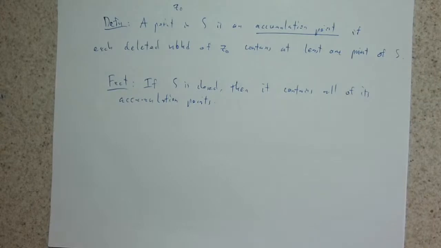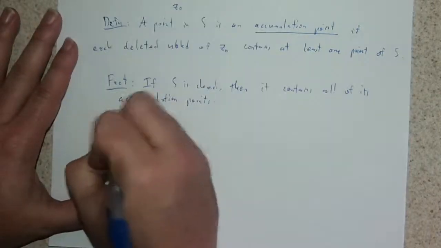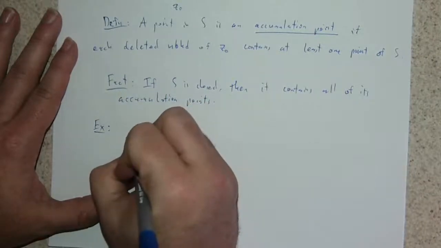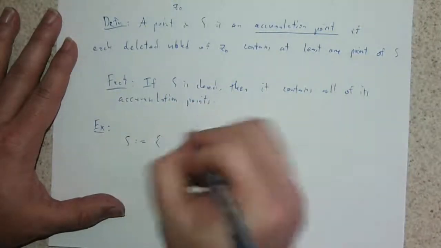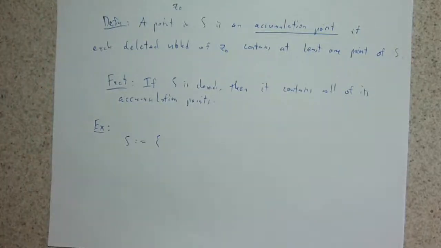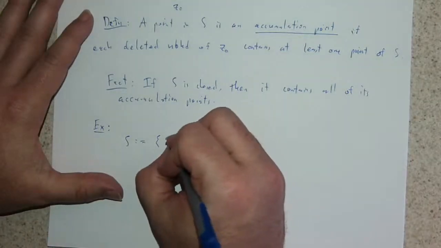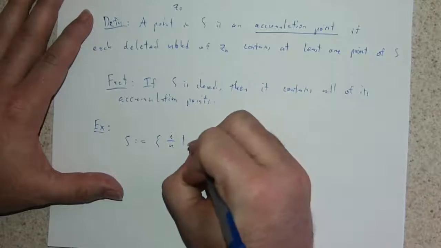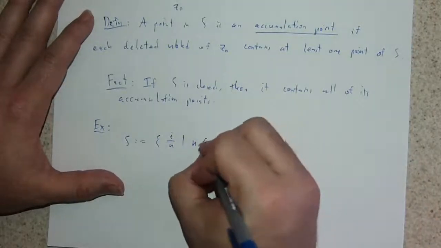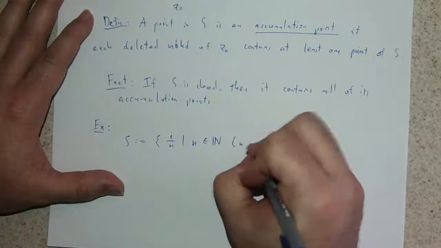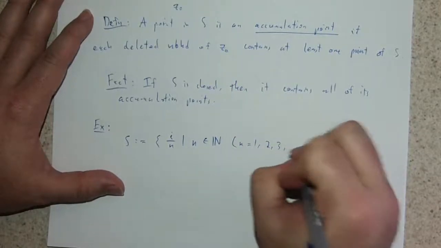It means that whenever there exists a deleted neighborhood of that point that doesn't contain at least some point of the set, then that point itself is not an accumulation point. So to see an example, let's consider the set S that is defined to be the set of all complex numbers that are just i over n, such that n is a natural number, so n is 1, 2, 3, and so on.